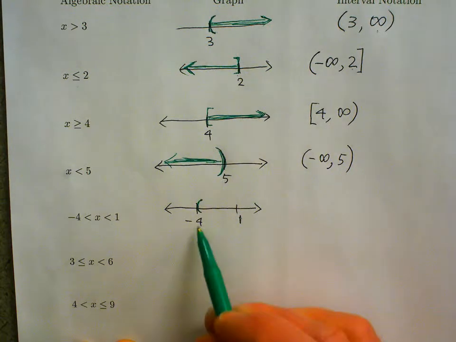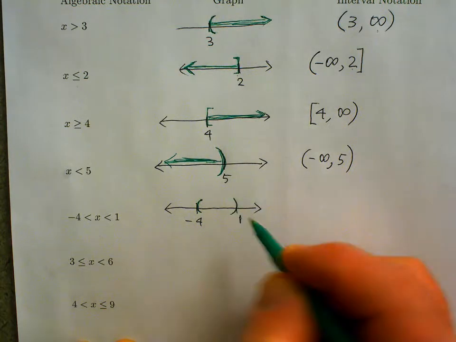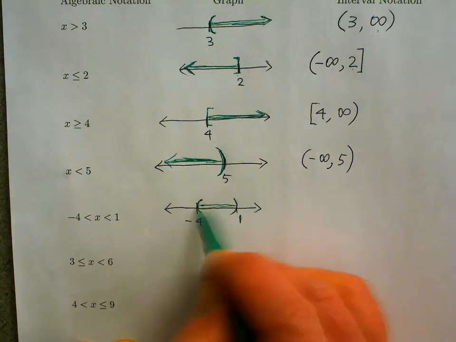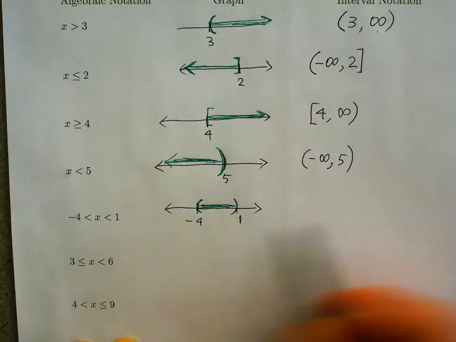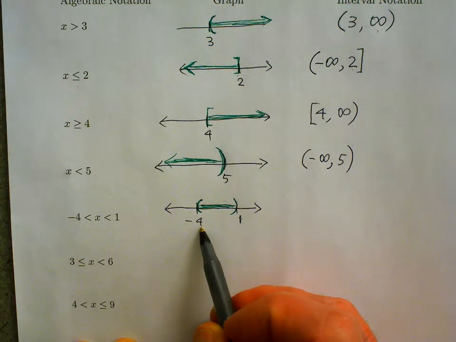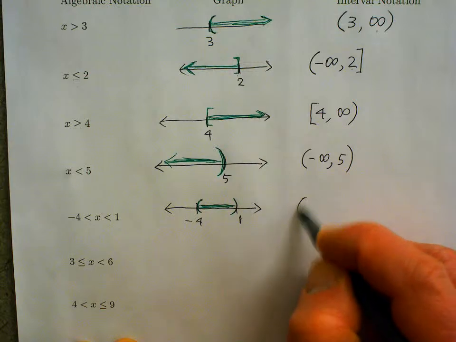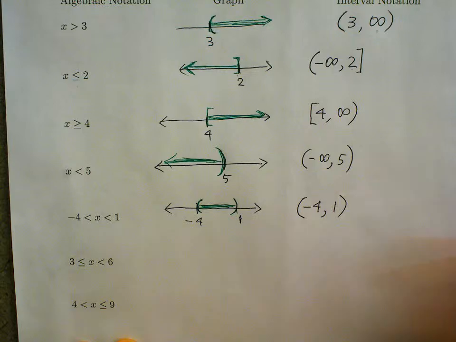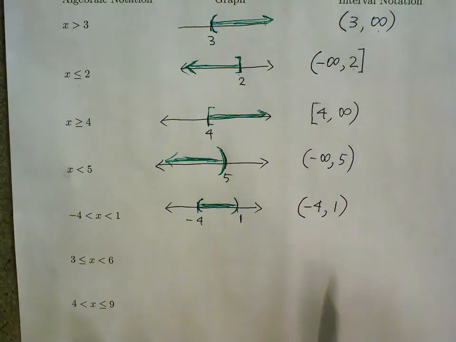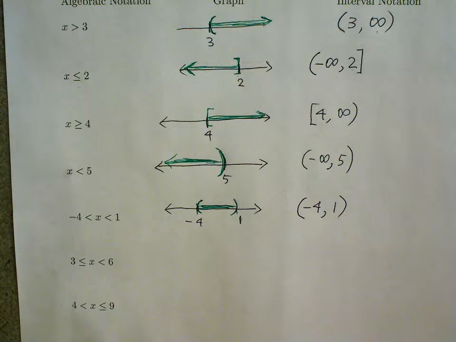So put a parenthesis at negative 4 that opens to the right, a parenthesis at 1 that opens to the left, and then shade the numbers in between. The interval notation: since the endpoints are not included, we put a parenthesis, negative 4, comma, 1, parenthesis. So once again, the parentheses next to the numbers indicate that they are excluded from the set of numbers.